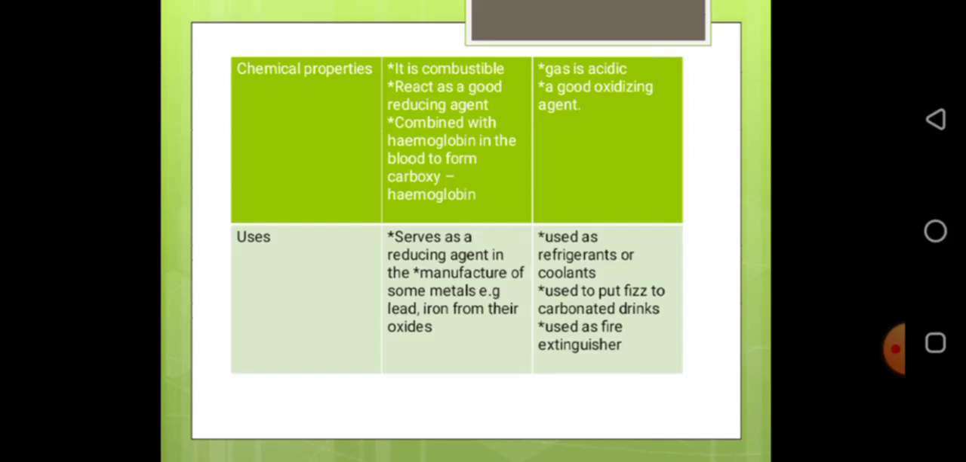Carbon dioxide is used as a refrigerant or coolant. It is used to put fizz in carbonated drinks. Carbon dioxide is used in most of these drinks, Coke and all these drinks. It is also used in fire extinguishers, so it is also good in killing fire.